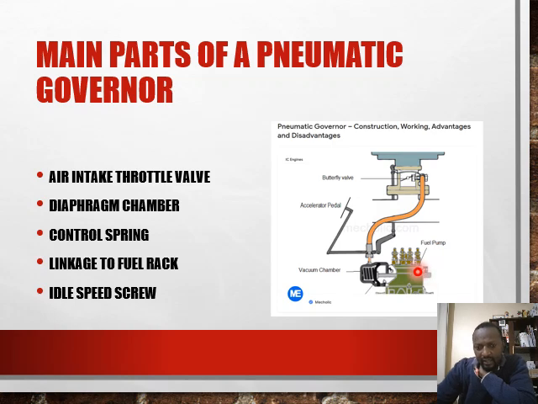Now on this other hand, we have the diaphragm unit. One side of the diaphragm is exposed to atmospheric pressure, and the other side is exposed to the vacuum that is generated at the venturi in the engine. And then of course you have a control spring that tries to push the rack back to the maximum fuel position. So anytime there's no depression, this control spring pushes the rack all the way to the end to make sure that the plungers are at their maximum to deliver maximum engine speed.